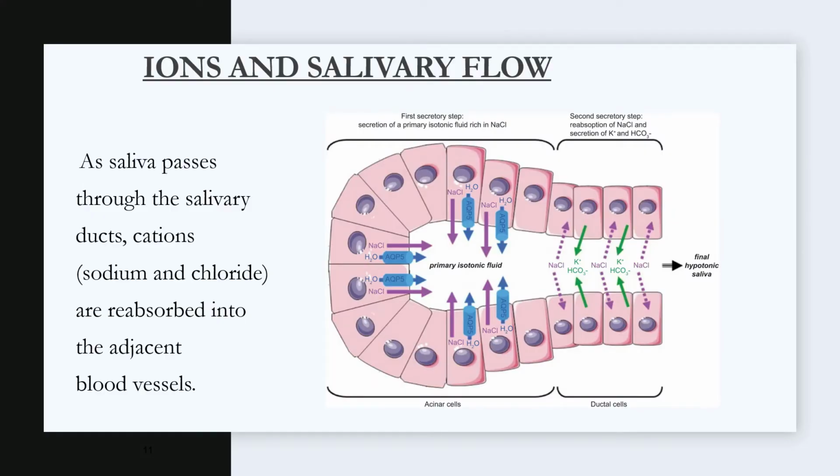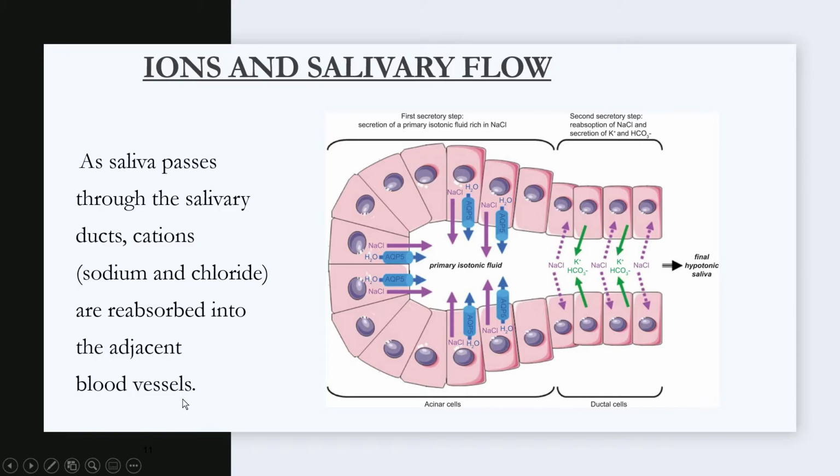Here we can see the ions and the salivary flow. As the saliva passes through the salivary duct, this part is basically the salivary duct, and this initial part is the acinar cells. These are sac-like structures where the saliva is produced and stored, and then it moves into the duct. So the saliva passes to the salivary duct. Cations, sodium and chloride, are reabsorbed into the adjacent blood vessel.